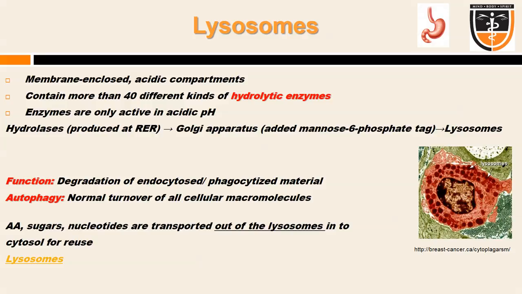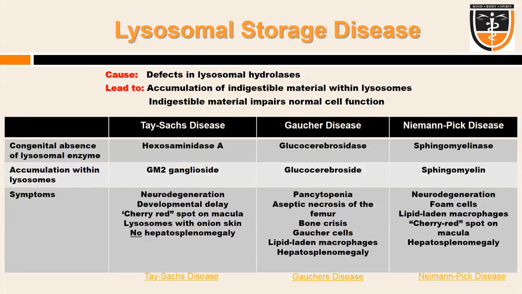Now, everything that is broken down in these lysosomes, such as amino acids, sugars, and nucleotides, is transported out of the lysosomes into the cytosol for reuse. So lysosomes will break down that compound, and there are some yummy amino acids in it, okay? There are some sugars and nucleotides. Oh, sugars, how much I hate you. But what happens is that these are sent into the cytosol and will be utilized.